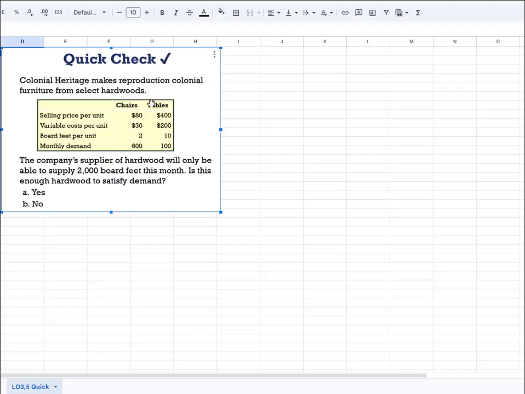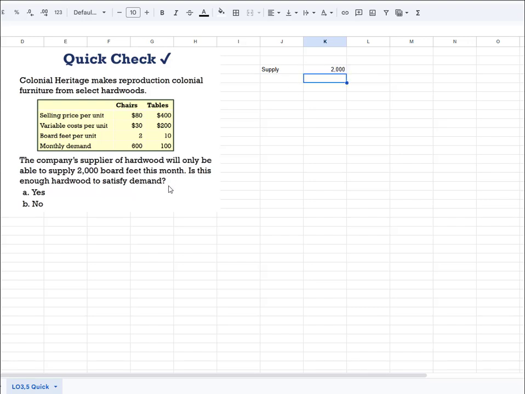All right, so we have Colonial Heritage, making reproductions of colonial furniture from select hardwoods. They are only able to supply 2,000 board feet, so we have a supply of 2,000.